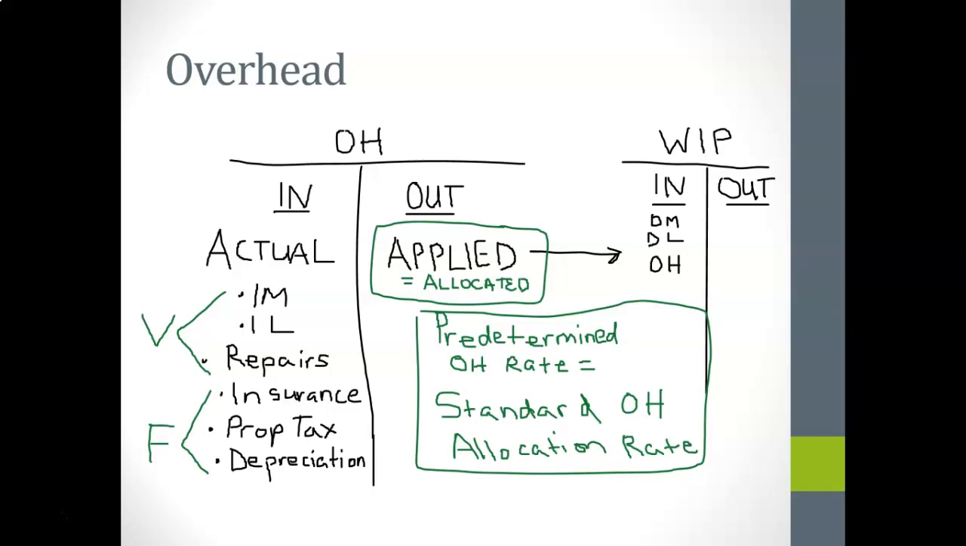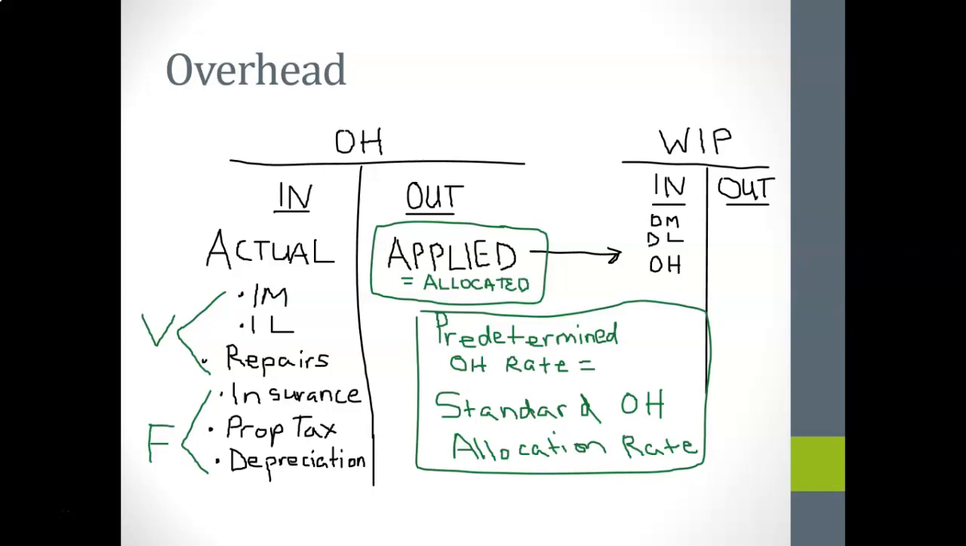and repairs. So the more items I make, the more I'll be using the machines, and therefore probably the more repairs I'll have. And the more indirect materials and indirect labor I will also probably have if I'm making more things. So these are variable costs.